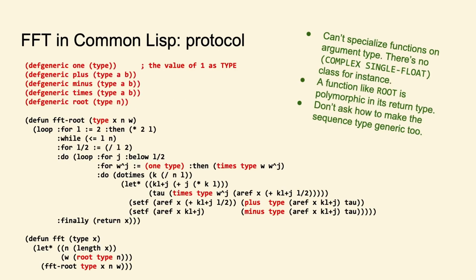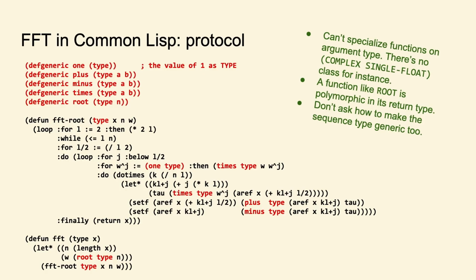So here's the protocol that I propose. We have these 5 generic functions. The obvious ones: plus, minus, and times. We need arithmetic, of course. This root thing, to have a primitive root of unity in whatever type we're doing. And then we need this one function. The job of one is to return the value of one in that type. That already poses a problem.